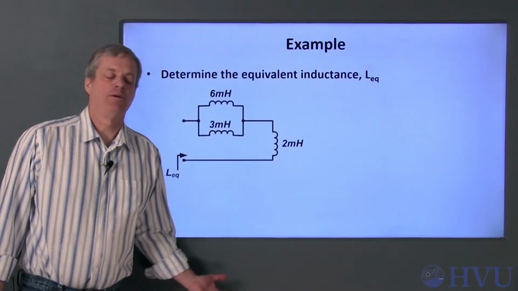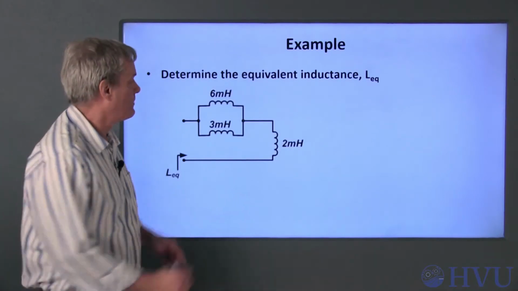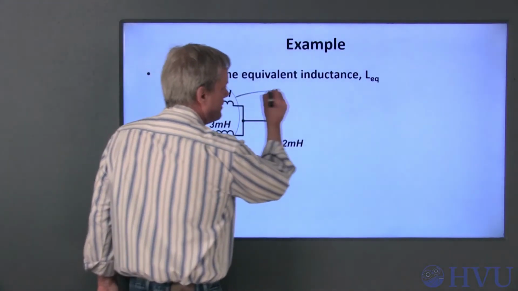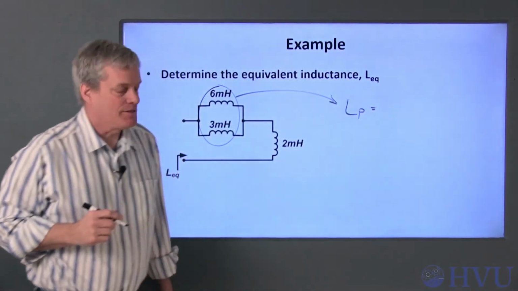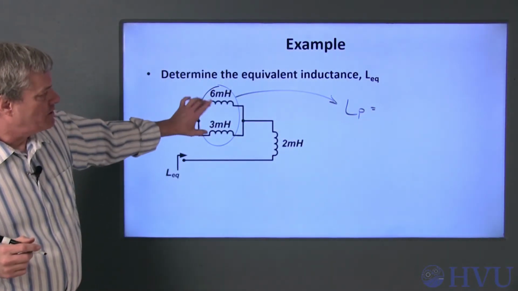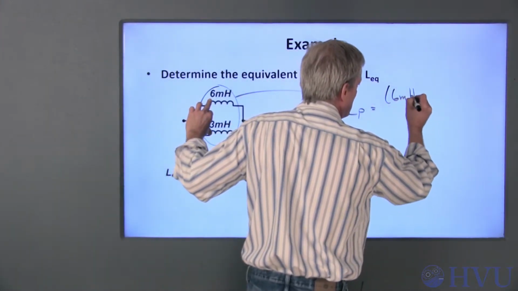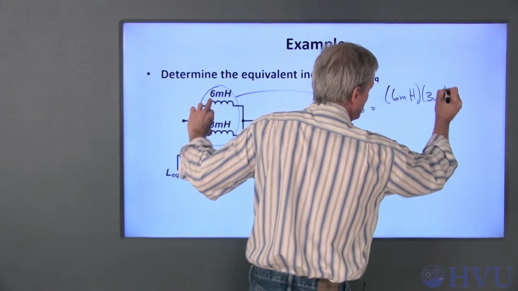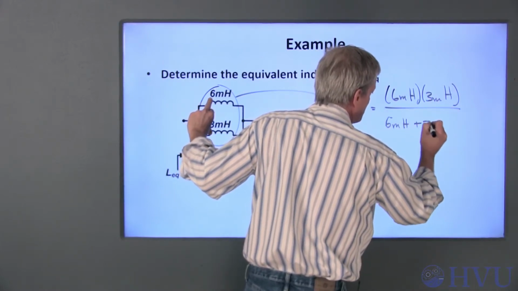Finally, I'll do an example of determining an equivalent inductance for this network of inductors. These two inductors are in parallel. They have an equivalent inductance, L_p, of the product of the two over the sum of the two. So 6 millihenries times 3 millihenries over 6 millihenries plus 3 millihenries.